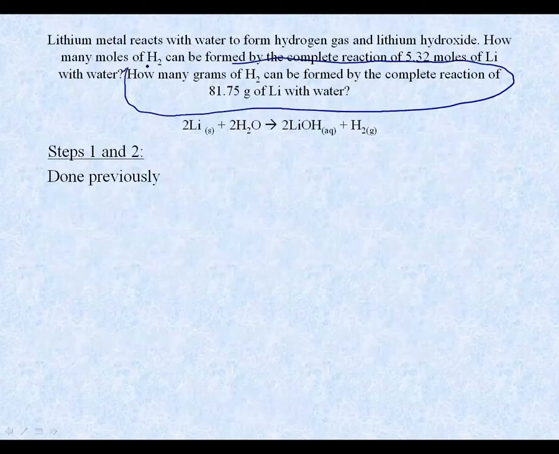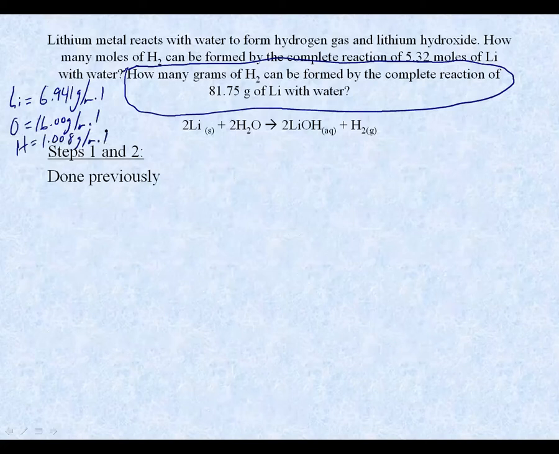So give this a go. Let me give you some information that might help you. Lithium from the periodic table is 6.941 grams per mole. Oxygen is 16 grams per mole. And let's see, hydrogen is 1.008 grams per mole.